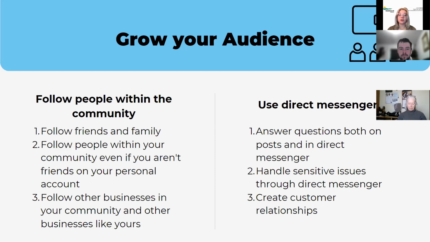So you're going to want to next grow your audience. It's pretty simple to do this. So you're going to want to follow your friends and family, first of all. And then you're going to want to follow people within your community. So even if you aren't friends with them on your personal account, you can just go ahead and follow people. Once you do start following people, you'll have an option that says suggested followers or suggested people. You can just go ahead, click follow on all of those people. The more followers you have, the more active your Instagram page is going to be.